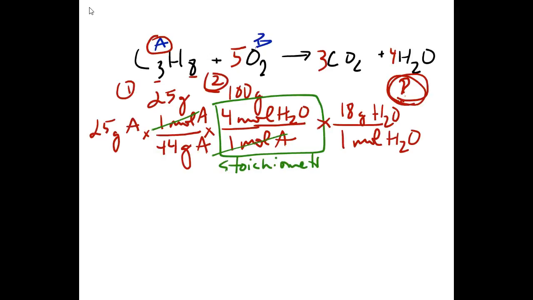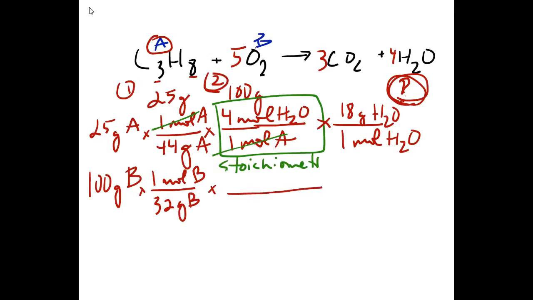I'm going to do the exact same procedure for oxygen. Okay, and I'm going to say 100 grams of component B, which is oxygen. Okay, just doing that to save space. And I've got to convert those grams to moles, right? So 2 oxygen atoms in 1 oxygen molecule. That means 32 grams in 1 mole. Okay.